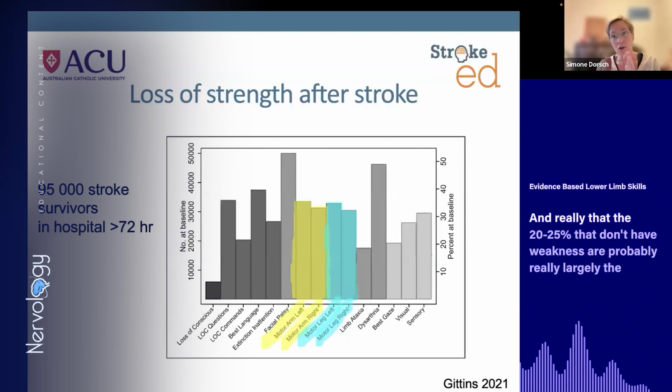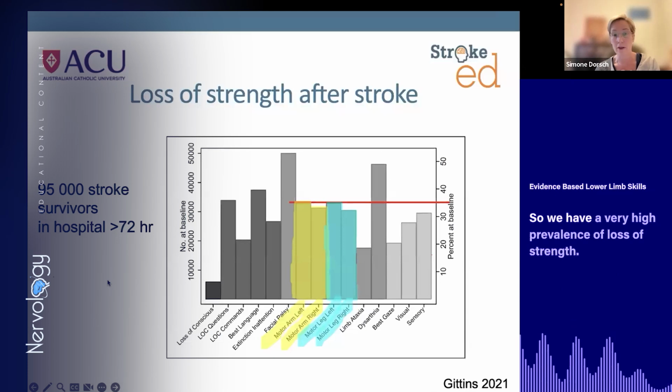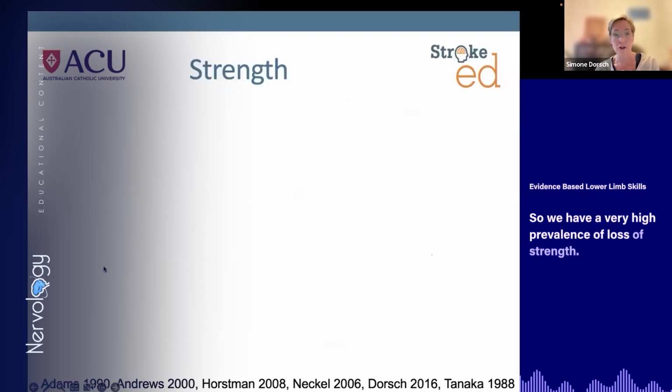The 20 to 25% that don't have weakness are probably largely the stroke survivors that have had a very small stroke and actually leave hospital very quickly. So we have a very high prevalence of loss of strength.